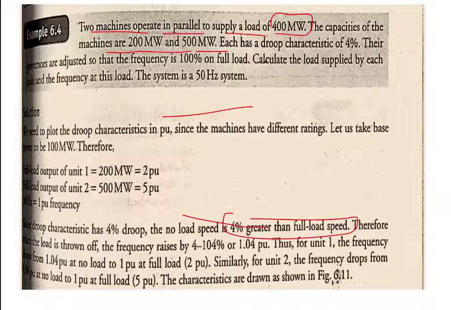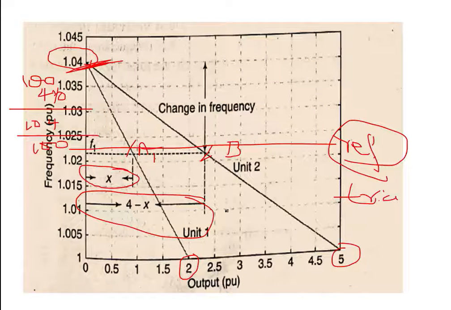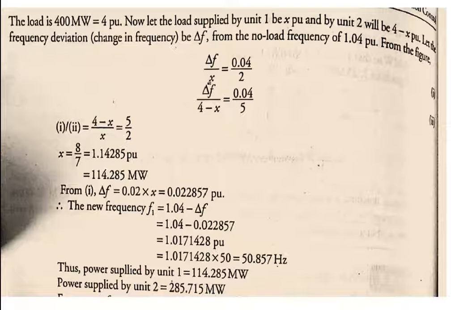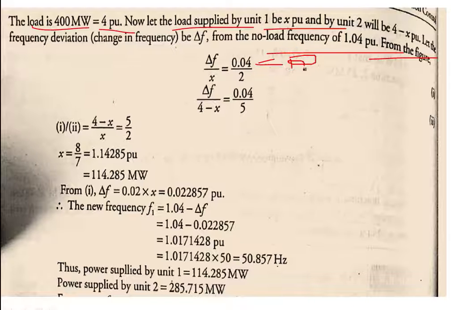The droop characteristic is 4%, hence we will consider 4 minus x. Now from the plot you have to calculate the value. If the load is 400 megawatt, it is 4 pu. Then the load supplied by unit 1 will be x pu and the load supplied by unit 2 will be 4 minus x pu. We know the formula: change in frequency delta f by f equals the droop characteristic regulation R divided by power, delta R divided by delta P. So delta f by x.